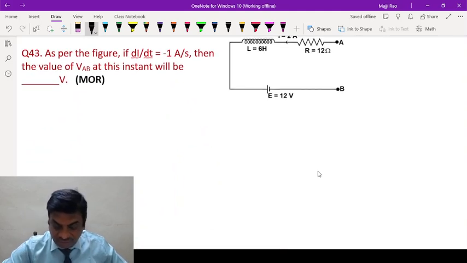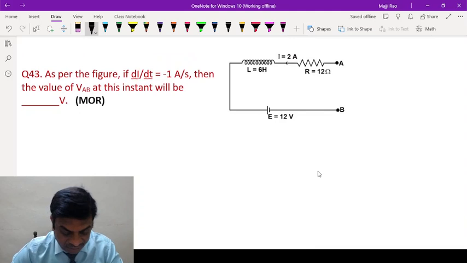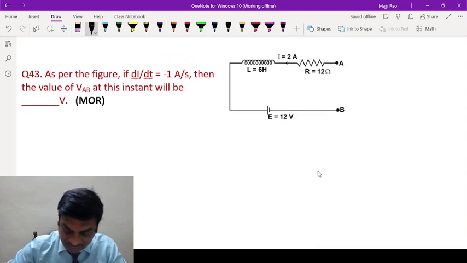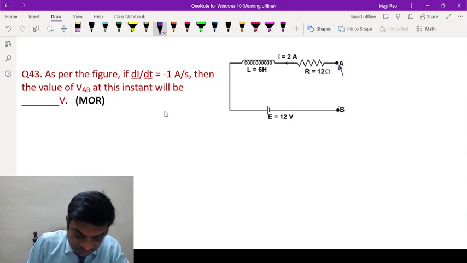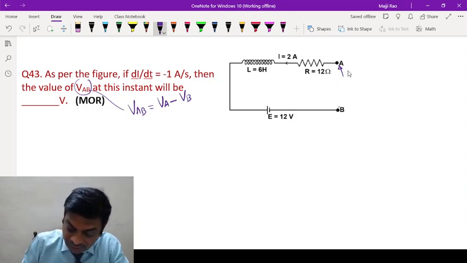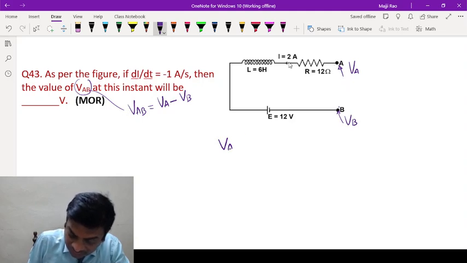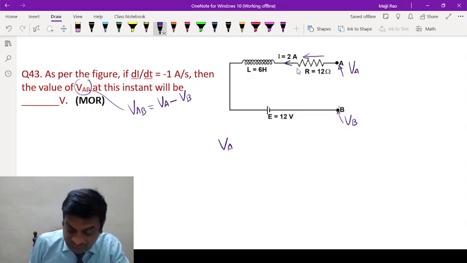As per the figure, if di by dt is minus 1 ampere per second, then the value of VAB at this instant will be? Now we'll start from point A and we'll reach point B. VAB means the difference in potential between point A and point B. So let us say potential at A is VA and that at B is VB. Starting from here, VA. The current is flowing in this direction; if you move in the direction of current, the voltage will reduce.